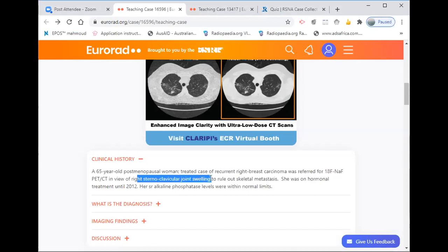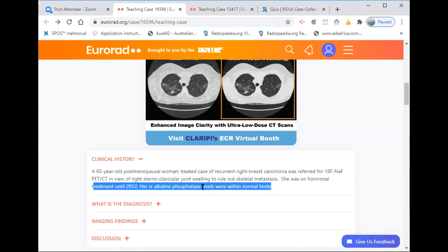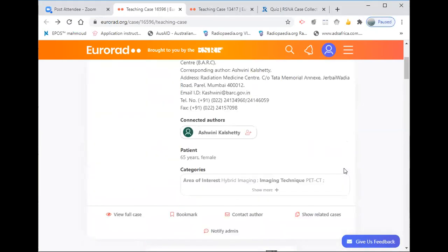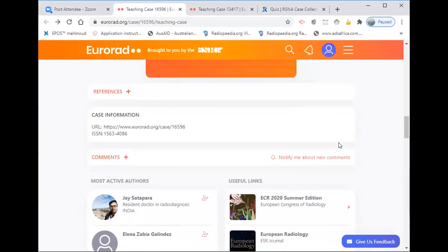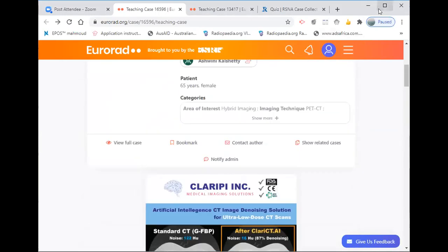They found something in the sternoclavicular joint and they want to rule out if there is any metastasis. This patient was on hormonal treatment and alkaline phosphatase was normal. So if I can ask you a side question, what does this mean? If alkaline phosphatase is normal, yeah, why? What should it mean? Yeah, to say that it is not hyperbara, it is not high bone turnover.